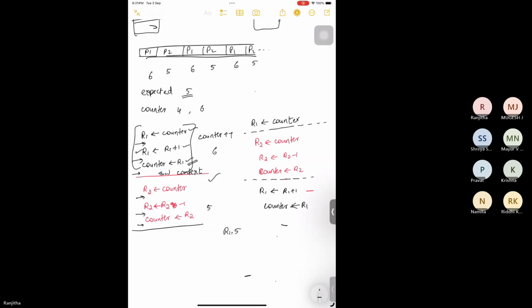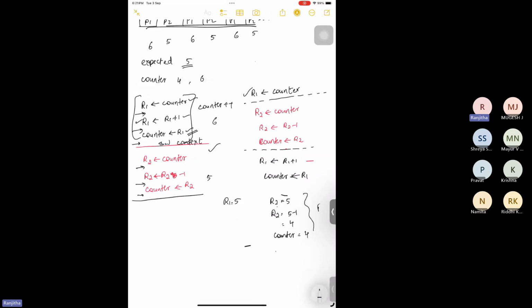Okay, this is done. Now we go to process P2. So P2 will again take the value of counter. So R2 will have the value of 5. Then R2 will be 5 minus 1, which is 4, correct? And counter will be assigned with the value of 4. Now this happens in P2.